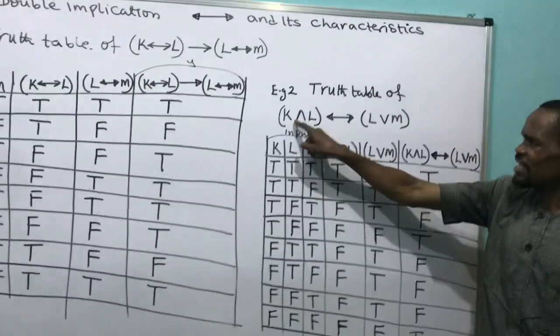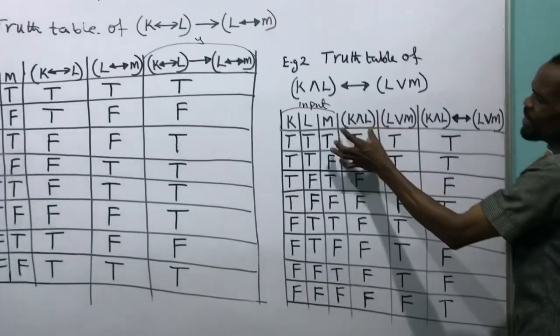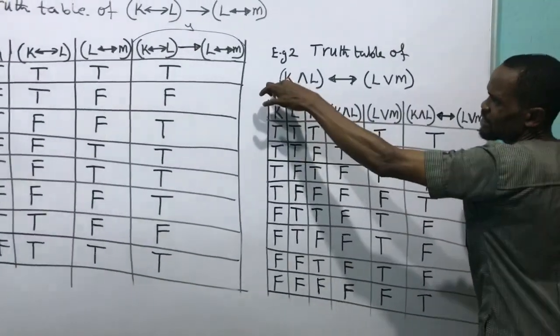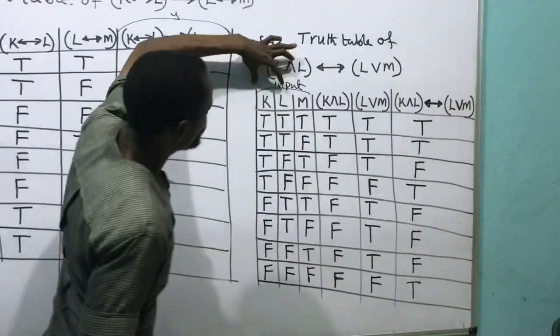I started with this. K and gate L. Then I hold my hand here at KL, right? Look at KL. I hold my hand at what? KL.